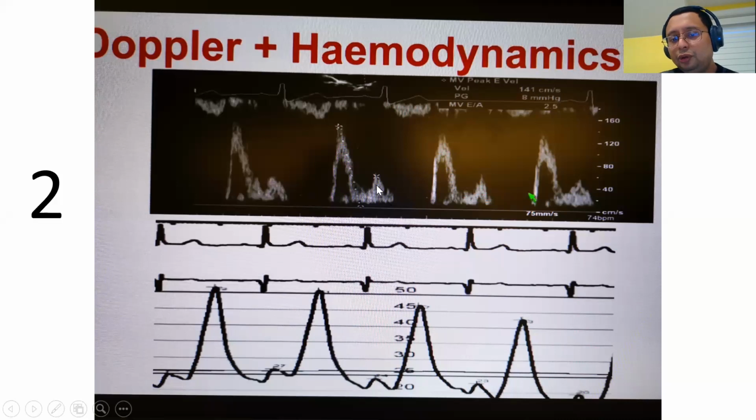And another thing, if you look at the Doppler across the mitral valve here, you look at the E velocity. The E velocity is way above 1.2 meter per second. So if you are dealing with mitral regurgitation, one of the markers of significant mitral regurgitation is a Doppler across the mitral valve in which the E velocity is more than 1.2 meters per second. Always be suspicious whenever you see E velocity across the mitral valve that is more than 1.2 meter per second. That shows you the patient may have severe mitral regurgitation.